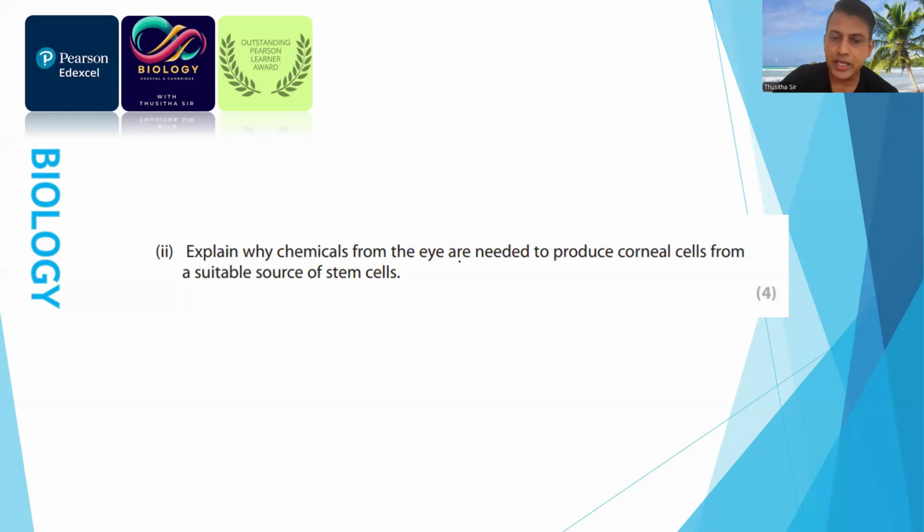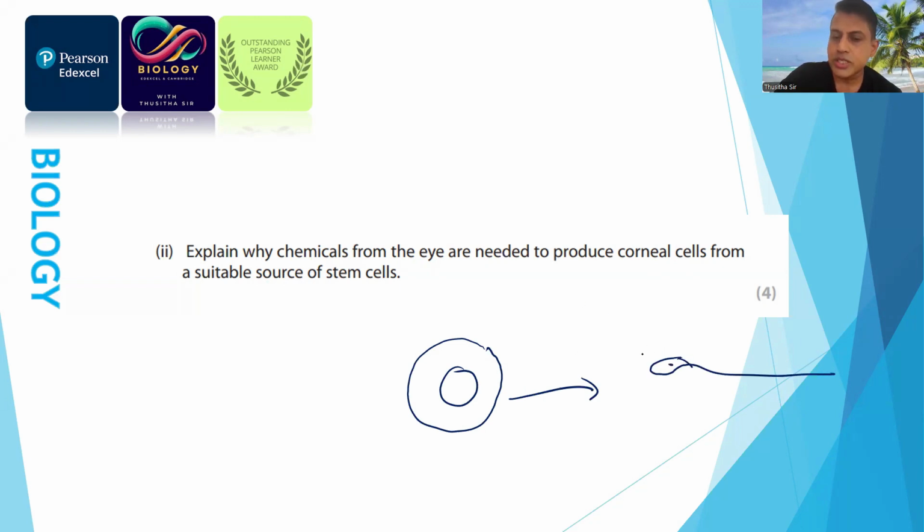Explain why chemicals from the eye are needed to produce corneal cells from a suitable source of stem cell. Now, with this stem cell, the main thing you need to remember is that it differentiates into another type of cell, for example, the sperm cell. How does this happen? At the moment our understanding is very limited, but we always confine to one thing: there should be a chemical. This chemical switches on a group of genes, and the rest of the genes switch off. When they switch on these genes, they produce proteins. This protein permanently modifies the cell.